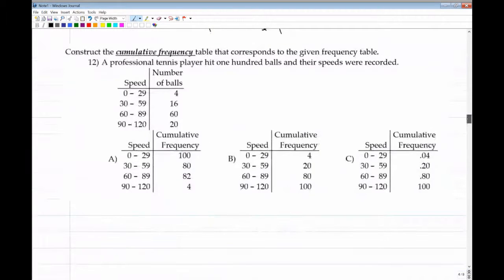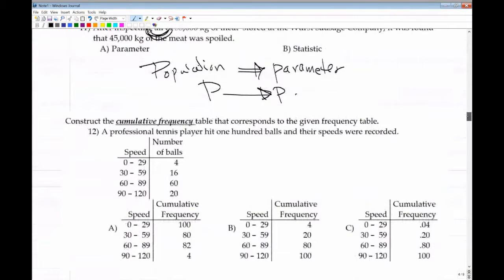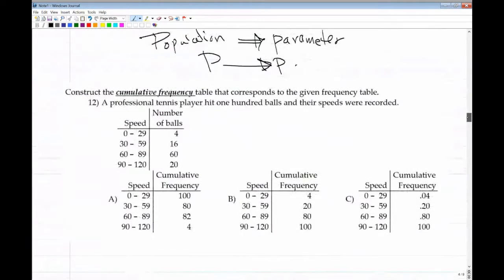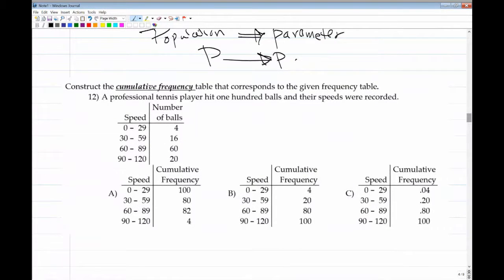In the next problem, sample is usually a subset of the population. Be careful of that. In number 12, we are talking about the cumulative frequency. Cumulative, it keeps building up. That's one of the things you have to be careful about. So it's not going down. So what we're going to do is see how we can build it up.